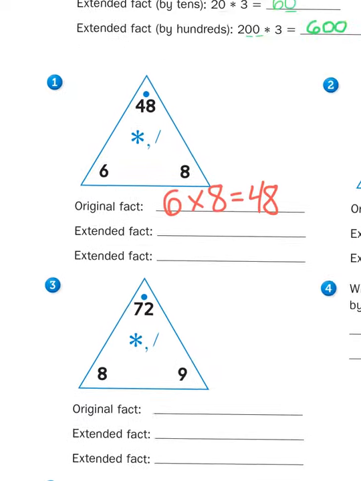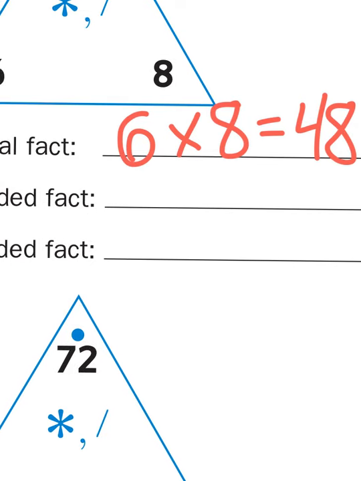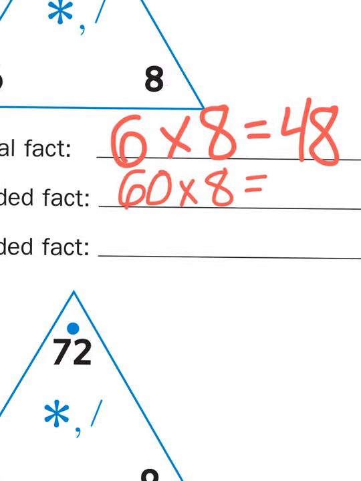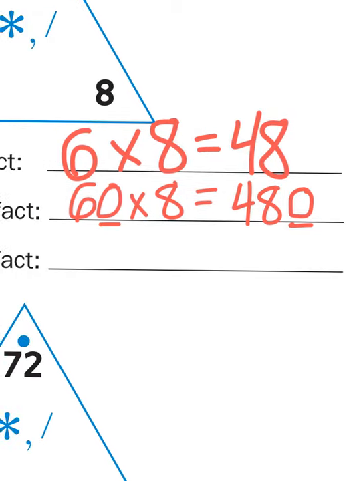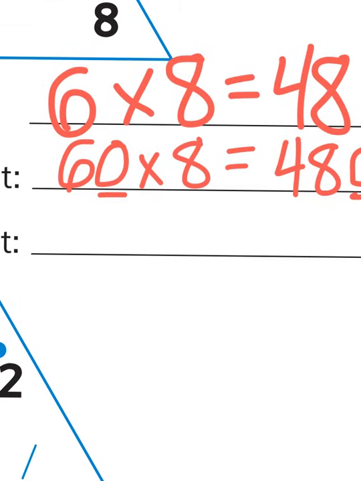I can make one of my factors a group of 10, like say 60. 60 times 8 is going to give me the same product as 6 times 8, just with an extra 0. 60 times 8 is going to give me 48 tens, otherwise known as 480. Now I can do another iteration. Iteration is a fancy way of saying another version.